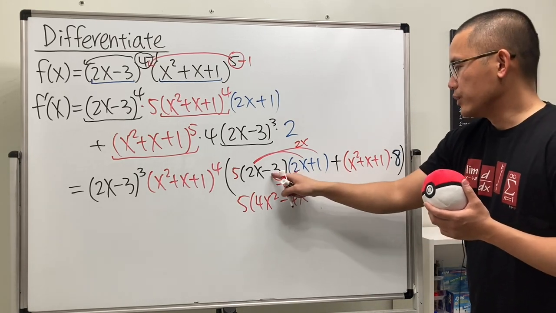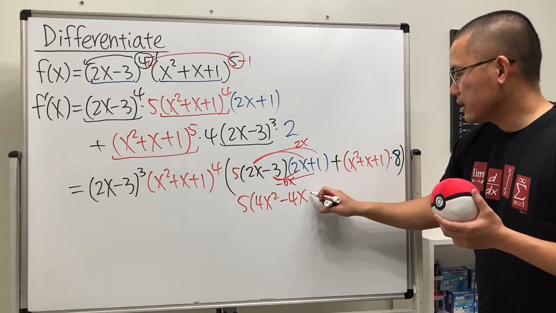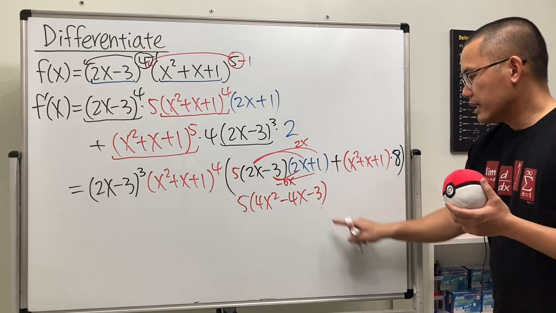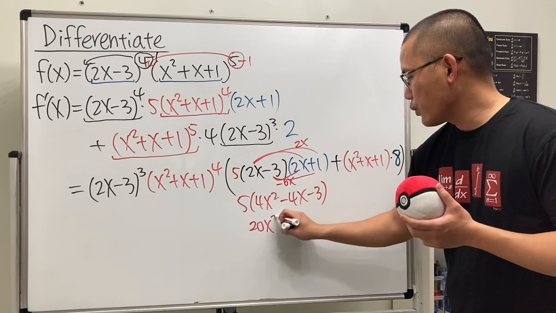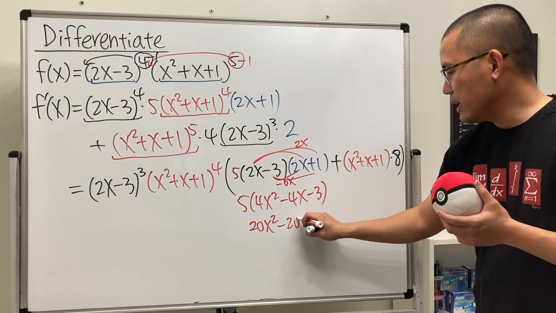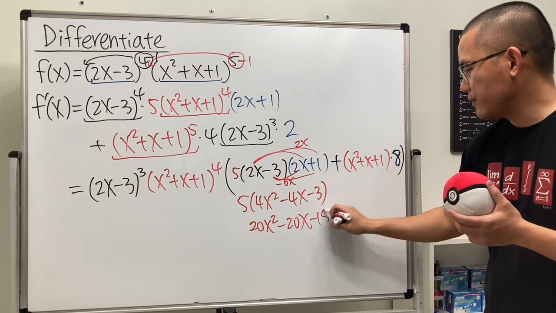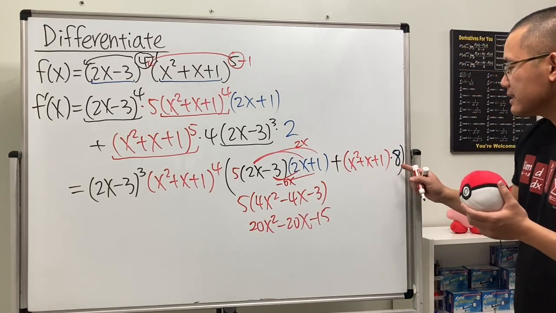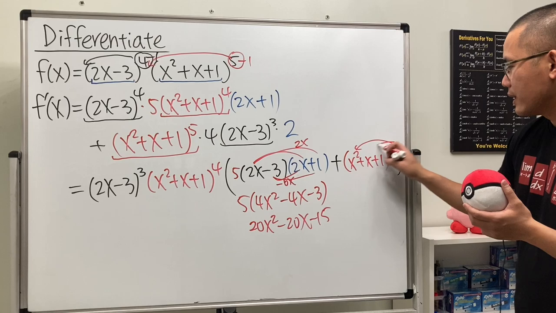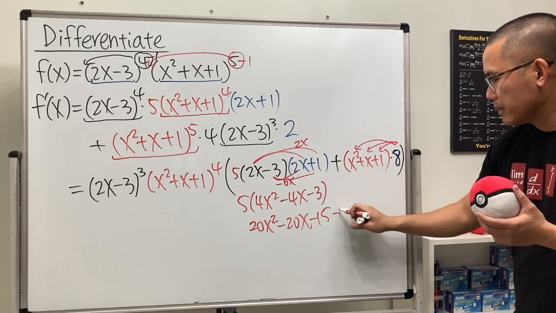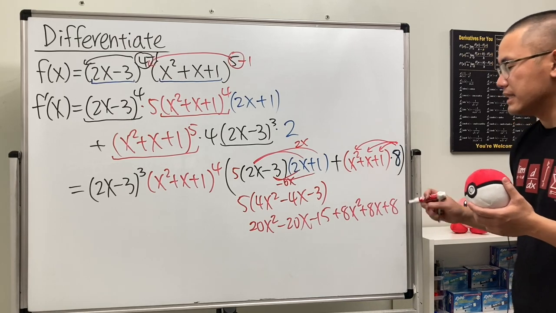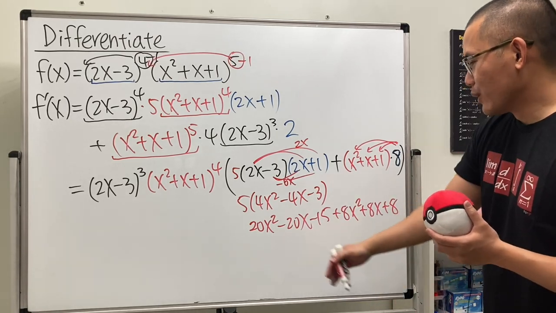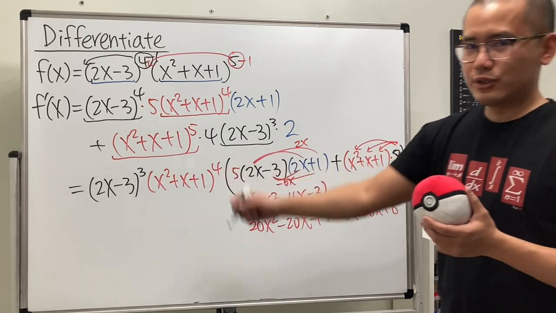And then next, we do this times that, which is negative 3, all right? And then, let's see, multiply this out, we get 20x squared, this and that is minus 20x, and lastly, we have the minus 15. Done for that. And lastly, we distribute this backwards, all right? So we will get plus 8x squared plus 8x plus 8. Whew! And then in the end, of course, we can combine terms, but let me just write down everything.